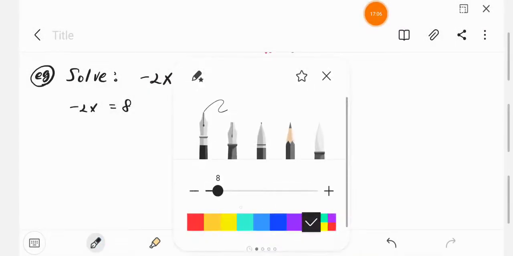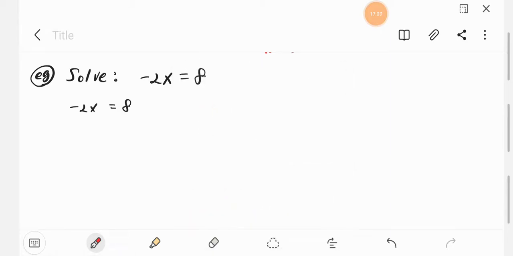Okay, let's solve negative 2x is equal to 8. We can multiply each side by 1 over negative 2, or you can divide each side by negative 2. So let's solve this one in two methods. Let's multiply this by 1 over negative 2 and multiply this by 1 over negative 2.